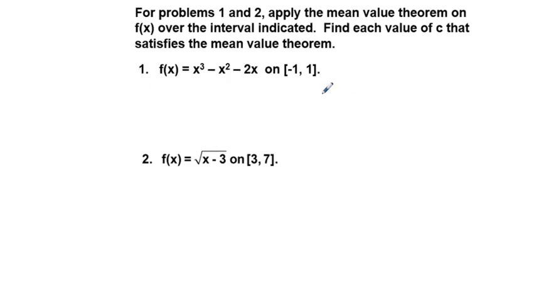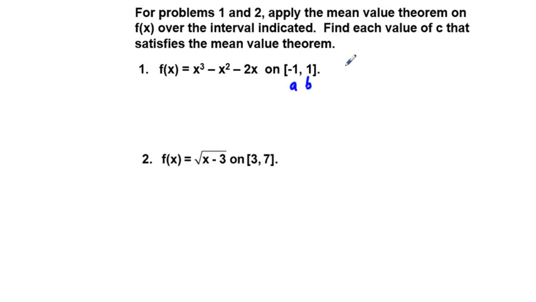For problems 1 and 2, apply the mean value theorem on f of x over the interval indicated. Find each value of c that satisfies the mean value theorem. So problem 1, f of x equals x cubed minus x squared minus 2x on the interval -1 to 1. For that, we're going to apply the mean value theorem, we need an a and a b. We're going to let -1 equal a and 1 equal b.